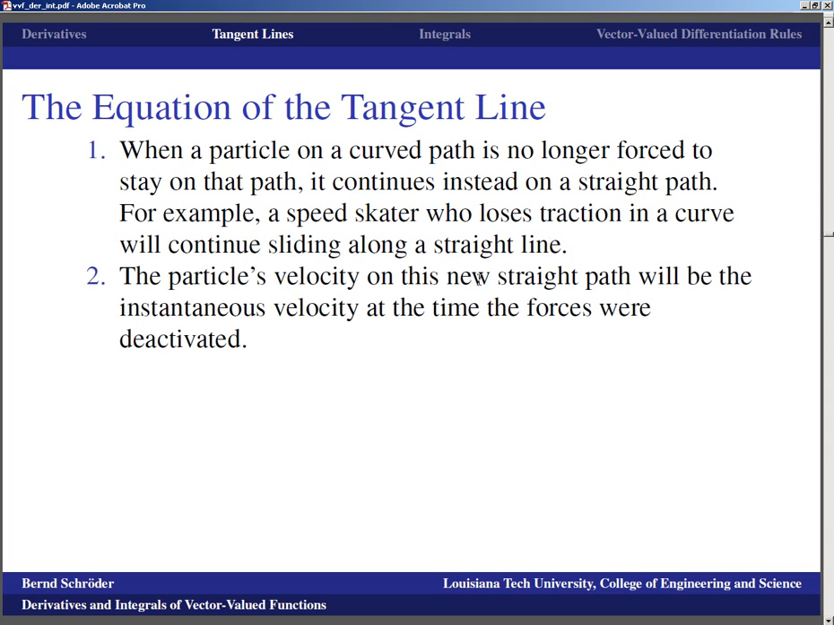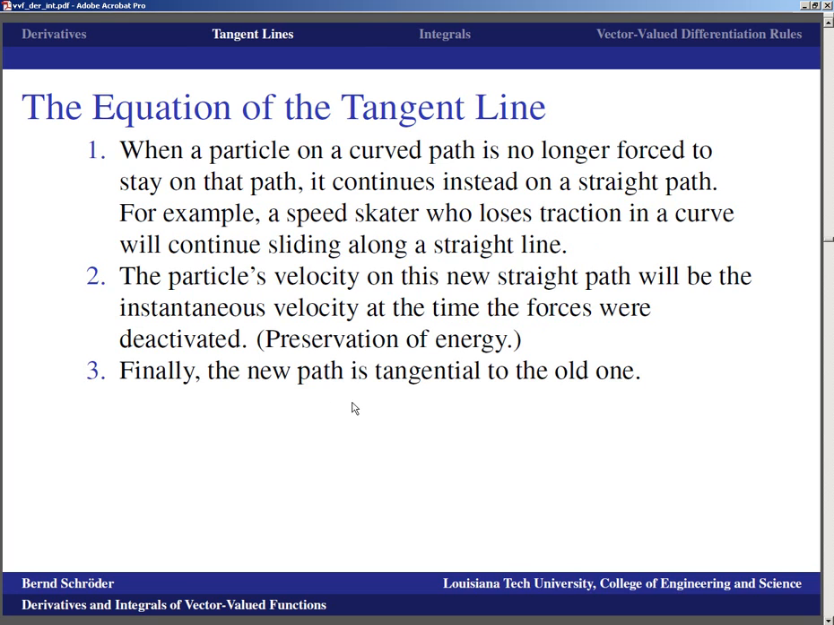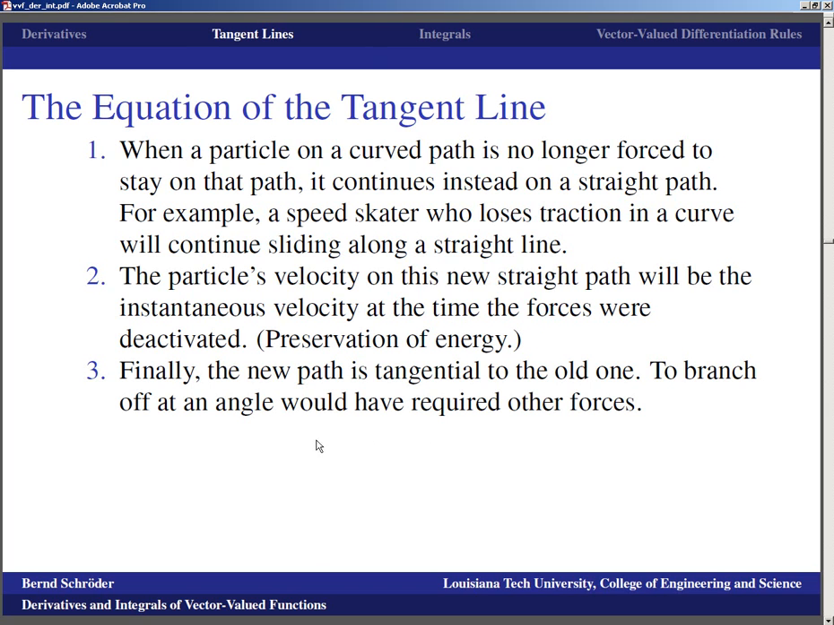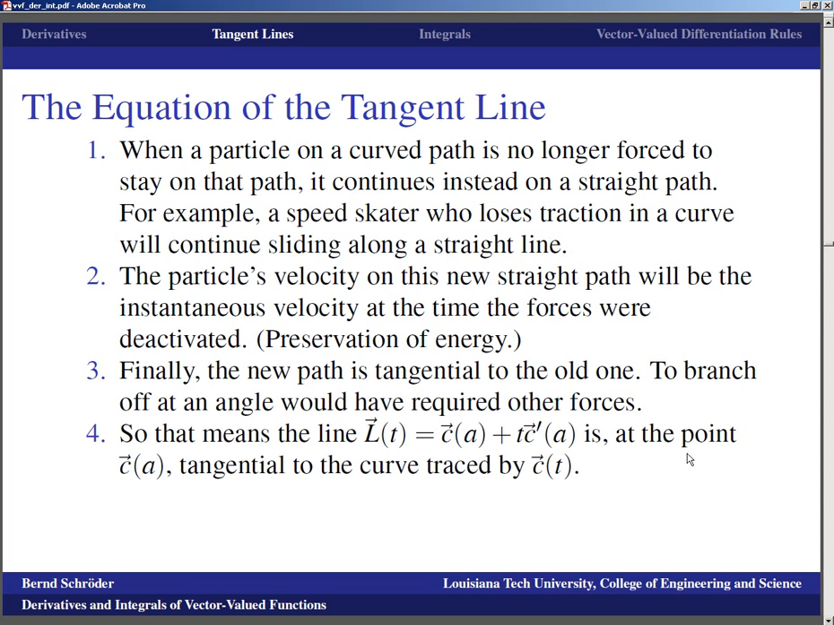Okay, so the particle's velocity on this new straight path will be the instantaneous velocity at the time the forces were deactivated. Basically, that speed skater who loses traction will continue at exactly that velocity, only straight on, because energy is being preserved. Just because you lose traction doesn't mean you lose energy. And finally, the new path is tangential to the old one, because to branch off at an angle would have required other forces. Any change in direction in three-dimensional motion requires some kind of outside force.